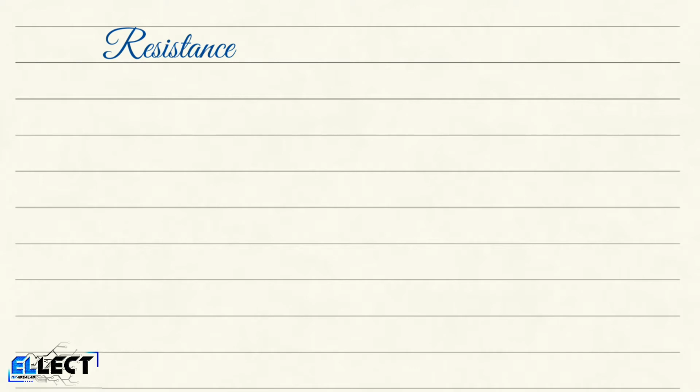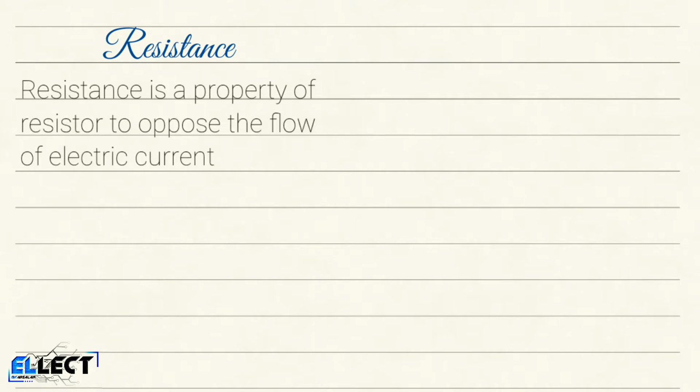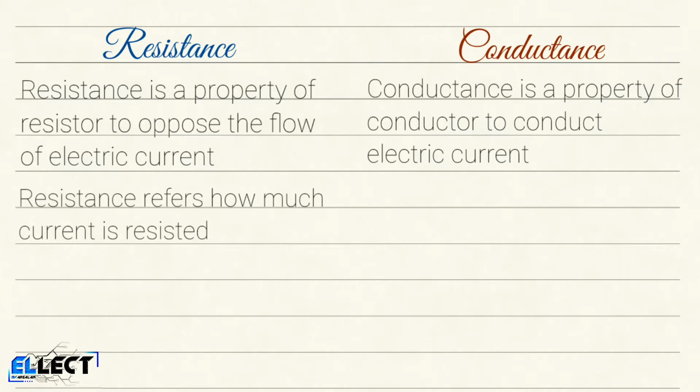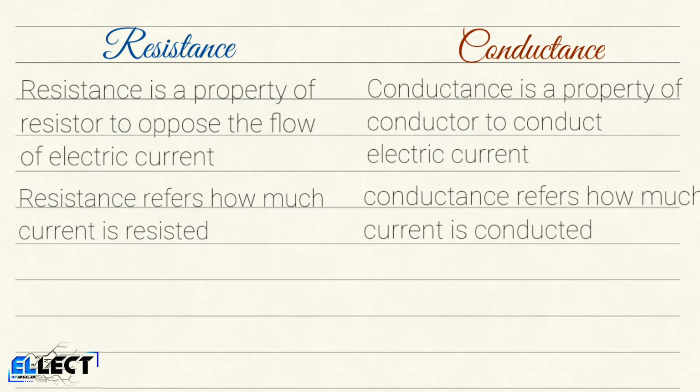Resistance is the property of a resistor to oppose the flow of electric current, while conductance is totally the opposite of resistance. It is the property of a conductor to conduct the electric current. Resistance refers to how much circuit current is resisted, while conductance represents how much current is conducted from a circuit.